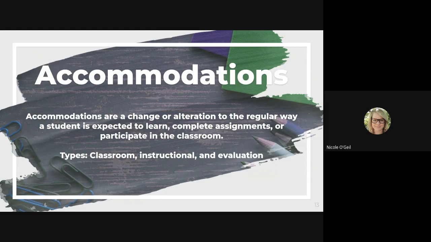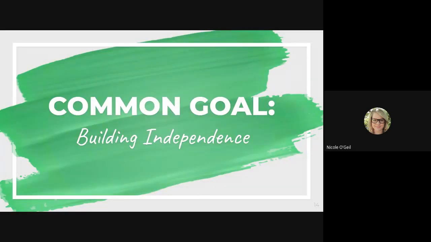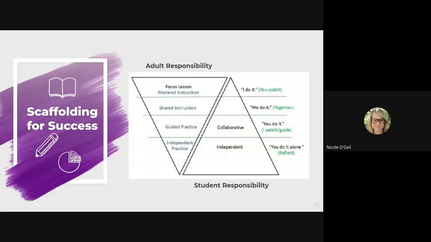But our goal is really to work one-on-one with them to help them be successful. The biggest thing to do that is building independence. This is the goal for students with learning disorders. Accommodations obviously will help, but building their independence in a variety of areas is what really makes them successful after they leave school. The first part of building independence is really scaffolding.